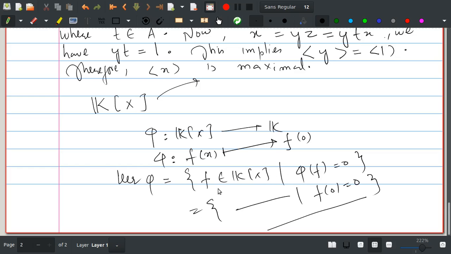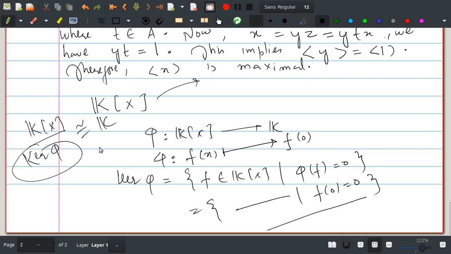Now invoking the first isomorphism theorem, and phi being surjective, we know that k[x] mod the kernel of this homomorphism, which turns out to be the ideal whose constant terms are 0, I mean the ideal which consists of the elements of k[x] whose constant term is 0, is actually isomorphic to k. Now this k is a field, that means this kernel of phi is maximal here. So it is also a prime ideal here.